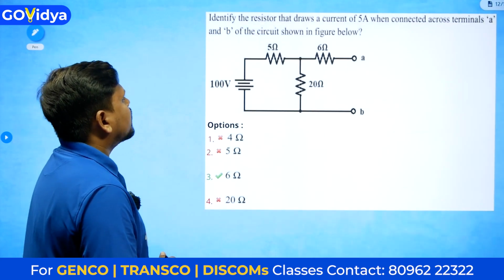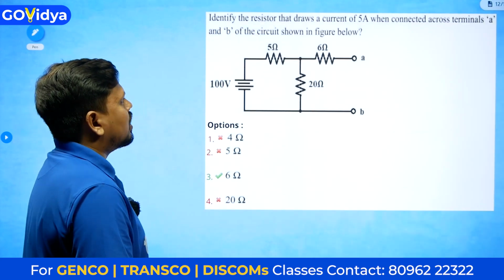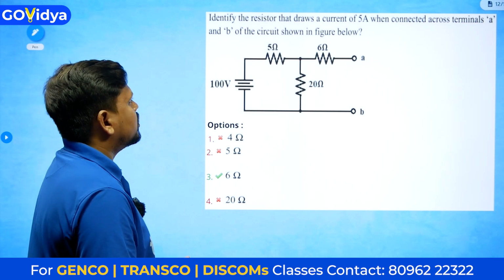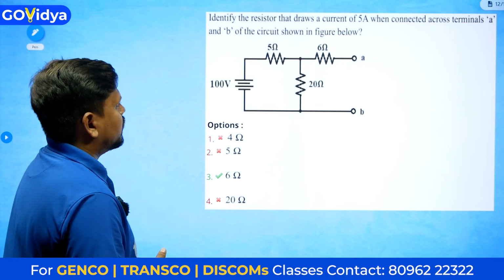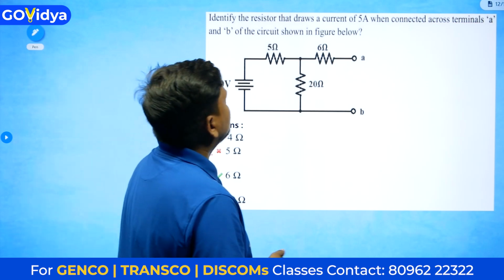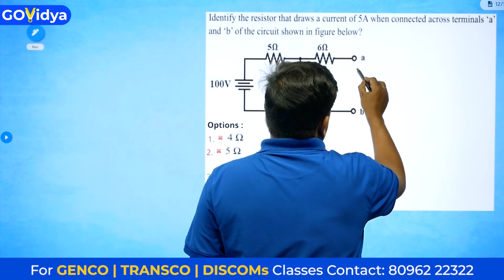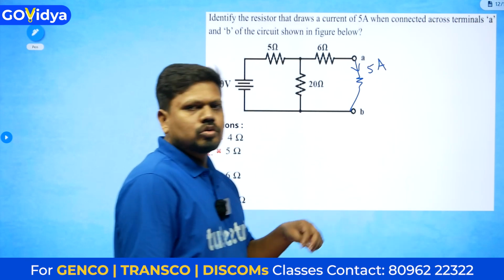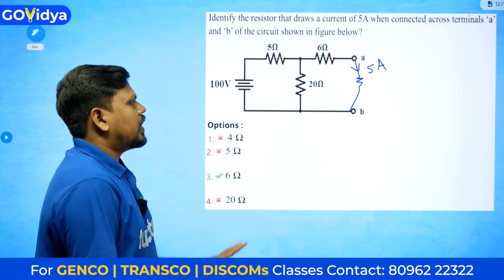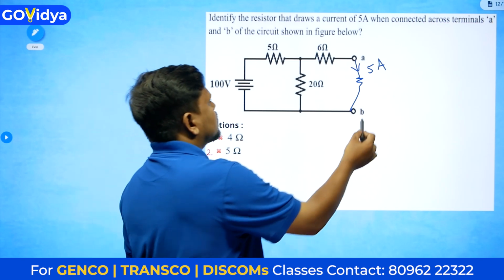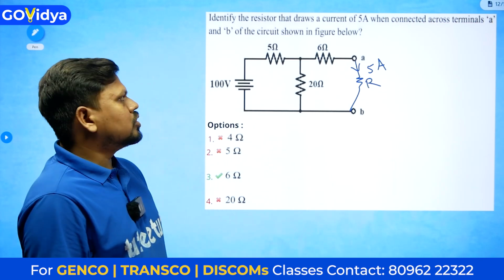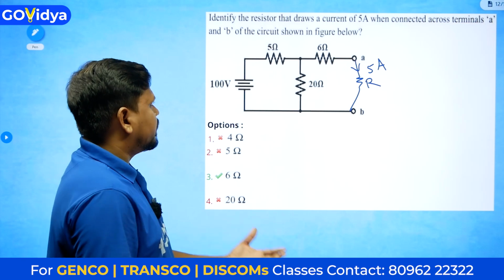Next question: identify the resistor that draws a current of 5 amperes when connected across the terminals A and B of the circuit shown in the figure. So if you connect some resistance here, it will draw 5 amperes. No need to read the question 2 or 3 times. They are asking about this resistance R. There are many methods to do this, so we need not go for a fixed method.